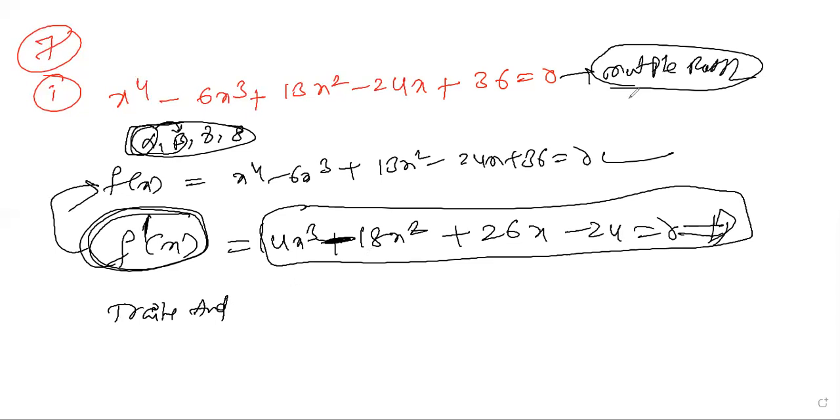Multiple roots means I took f of x and converted it to f dash of x. That's all. It means whatever roots f of x has, f dash of x also follows. That is the condition.